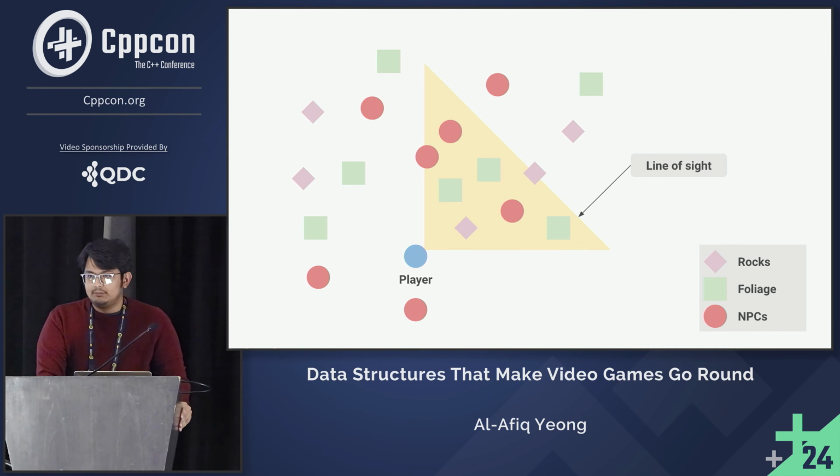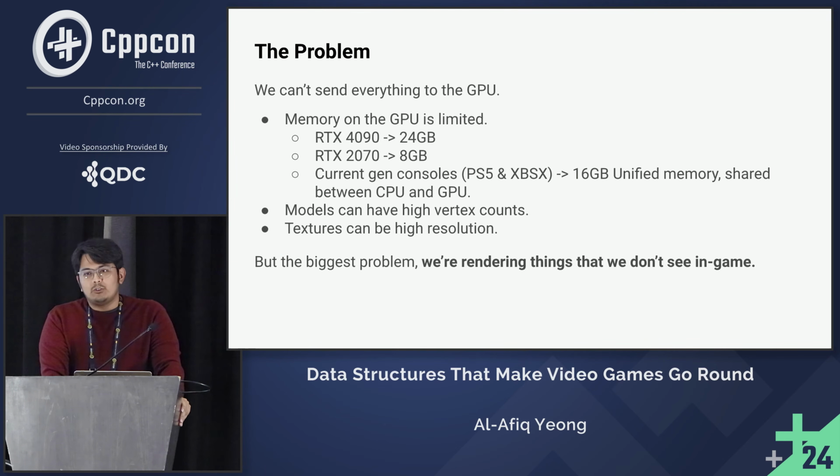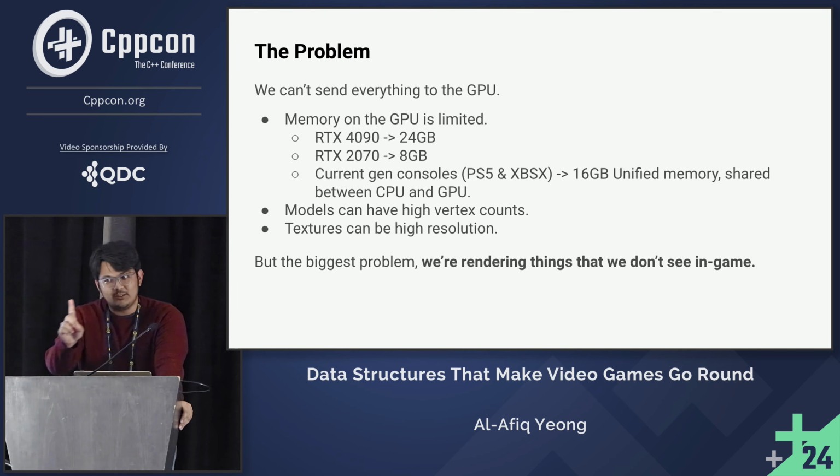But there is a problem. The GPU only contains so much memory, right? If you have a lot of money to splurge on an RTX 4090, you get 24 gigs of VRAM. But gamers usually buy hardware that is a couple of years behind. So an RTX 2070 has about 8 gigs of VRAM. In current gen consoles, the PS5 and Xbox Series X, there are 16 gigs of unified memory, split not evenly, by the way, across the CPU and GPU.